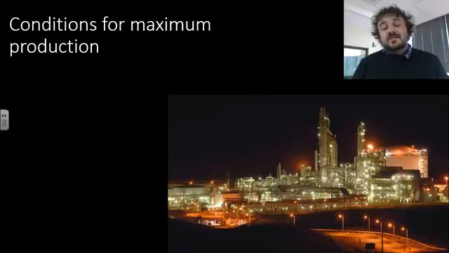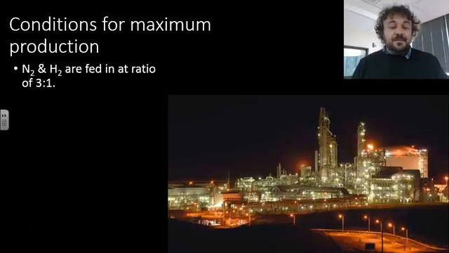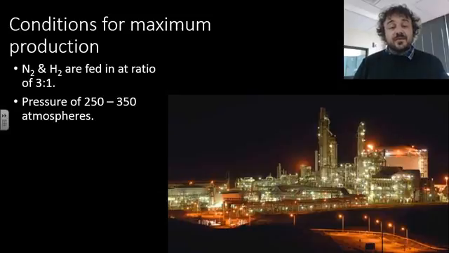So what are the conditions for maximum production? This is the plant, by the way. It's a very, very large plant. These are the cooling towers, where the condensation happens. Nitrogen and hydrogen are fed in a ratio of 1 to 3. This means we've got the right ratio for the reaction to happen. So these are the conditions for maximum production.